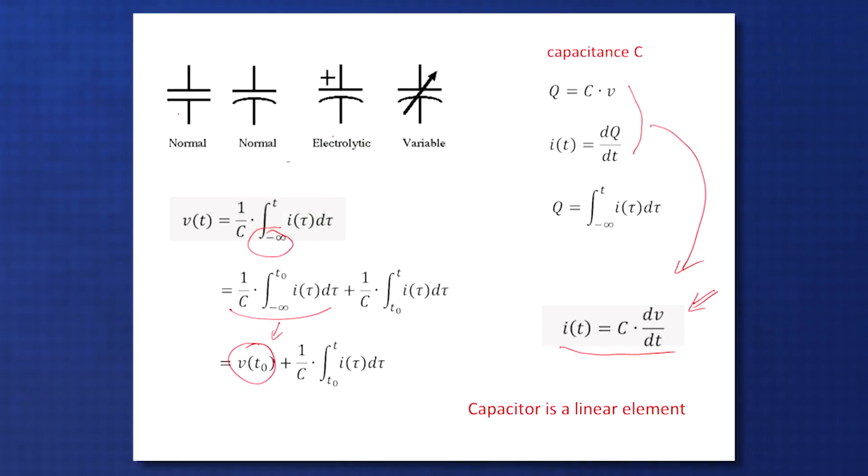There are actually a few different symbols for capacitors. This is the one we've seen already. For electrolytic capacitors, you add this plus sign because these capacitors are not symmetric, so you know which part has to go to the higher voltage.